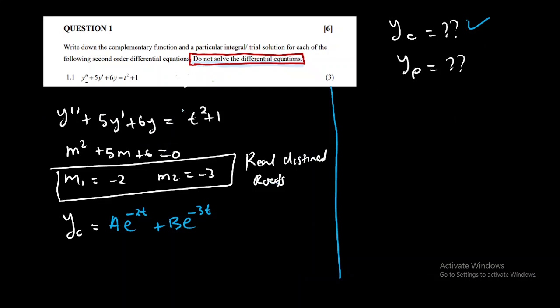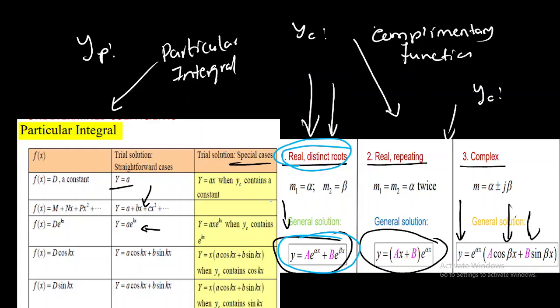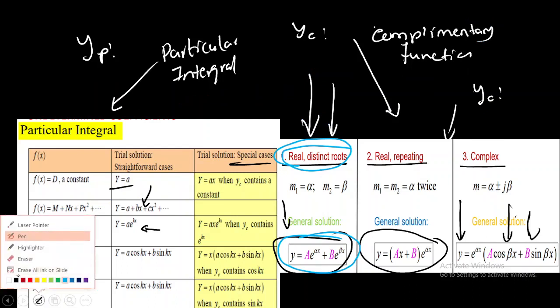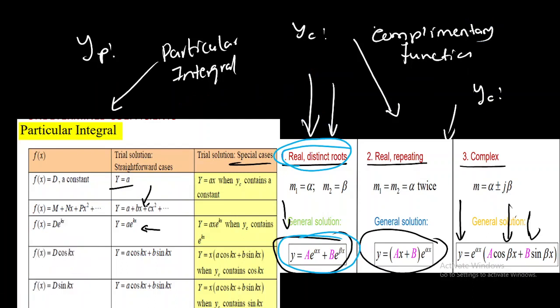So for our yp, we look at our right hand side. What type of function do we have in our right hand side? We can see that we're having a polynomial of second degree. What does this imply? This implies that we're going to go to our particular integral table, look for a polynomial of second degree, and we can see that this is going to be our trial solution, or this is going to be our yp.